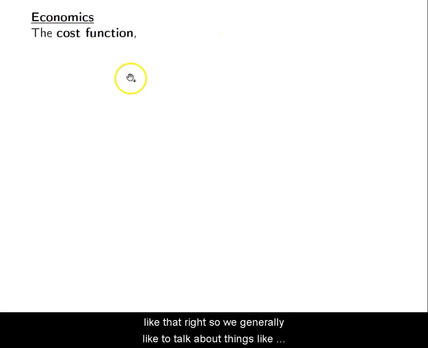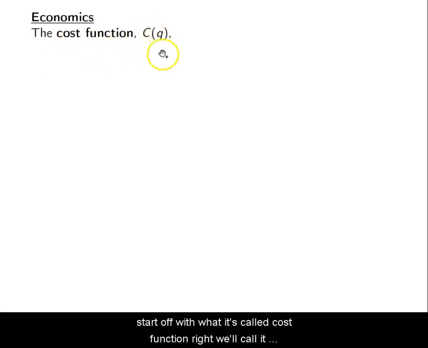Okay, so economics is all about money, basically, right? How to manage and spend money for the economy, for a country, for a city, for a company, things like that, right? So we generally like to talk about things like cost, revenue, profit. That's all sort of self-contained in the study of economics. So we're going to start off with what is called the cost function, right? We'll call it C of Q.